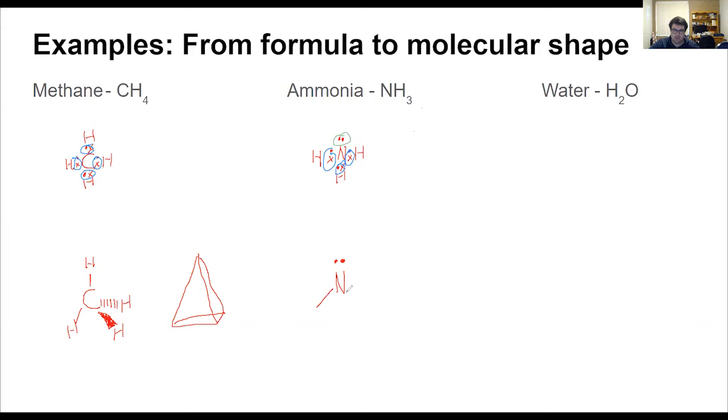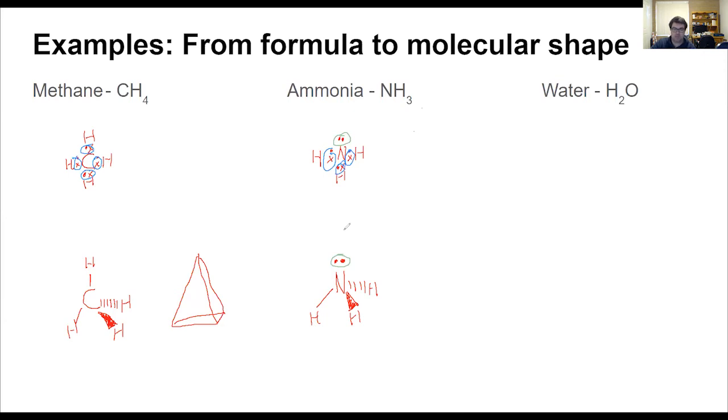And so what ends up happening is they form a very similar structure to our tetrahedral methane. We have 1 hydrogen coming out, 1 hydrogen going into the page, and our 3rd hydrogen off to the side. And above that at the top here, we have our lone pair of electrons. Now, the shape of this molecule is trigonal pyramidal.